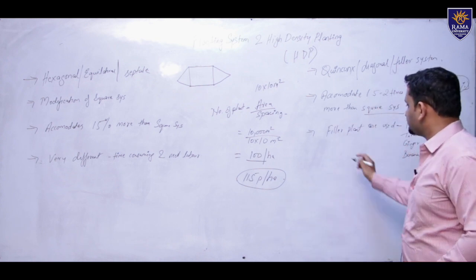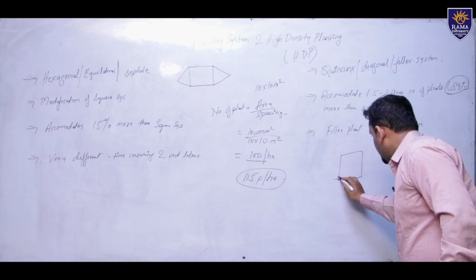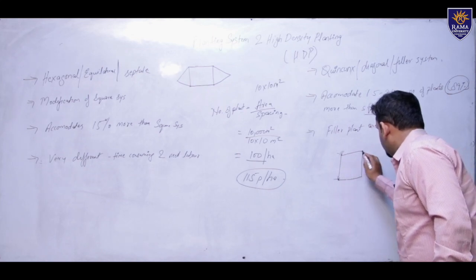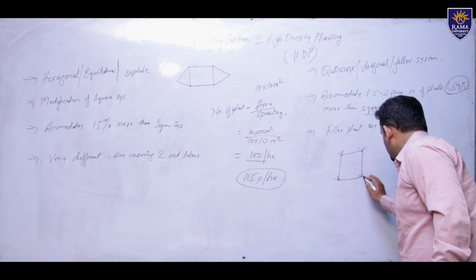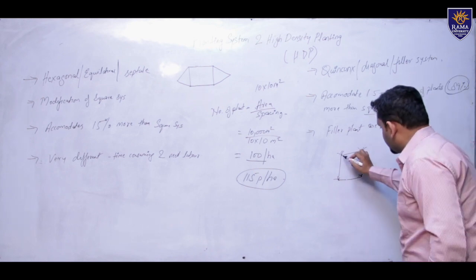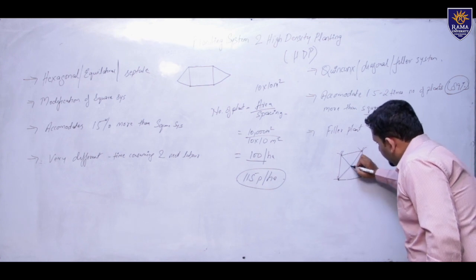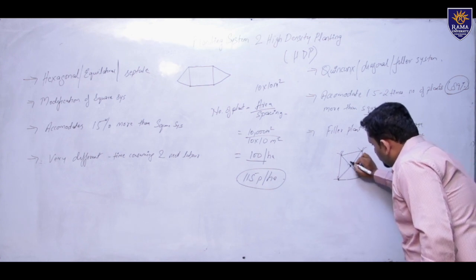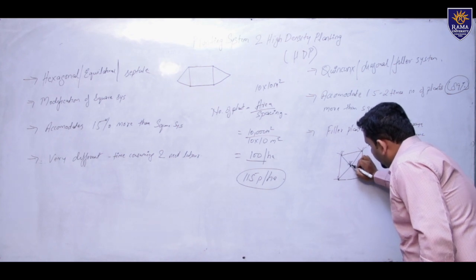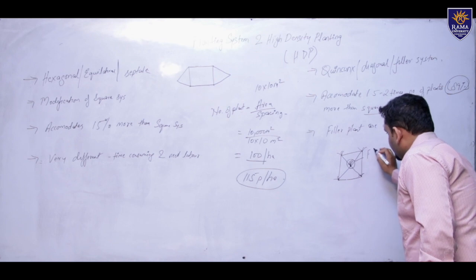In the quincunx system, if this is your field and this is your plant, this system is also known as the diagonal system. So where the diagonal meets here we can also plant a tree or a filler plant, and this type of plant is known as the filler plant.